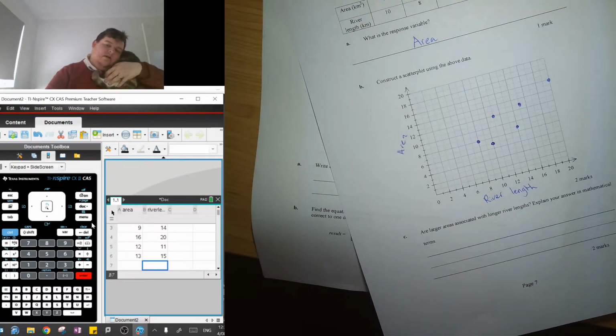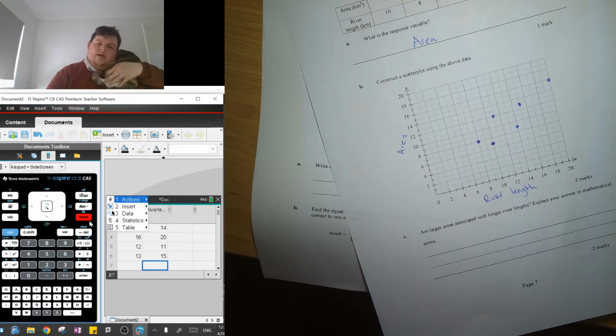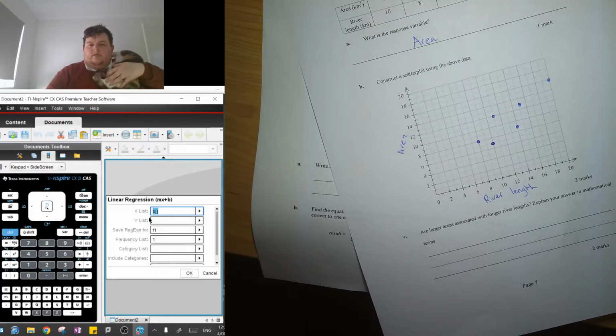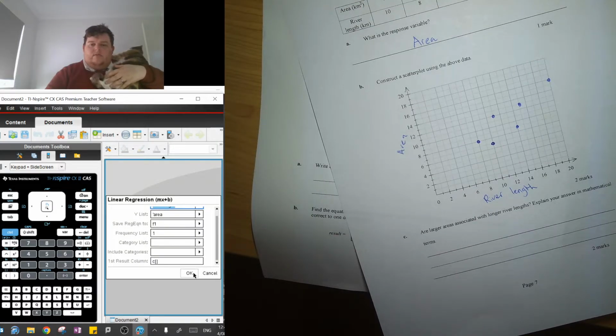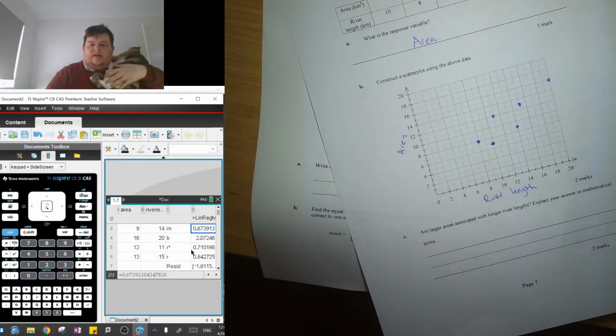All right, let's do our correlation coefficient. Just by looking for a linear regression, we said that our area, oh no, it's the other way around, sorry. Our river length decides the area. So we have that. Wonderful. Which gives us our R value here.